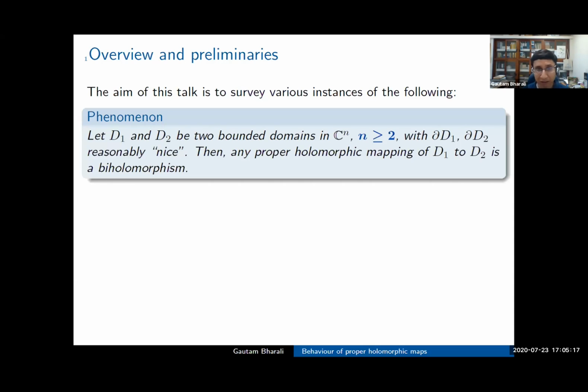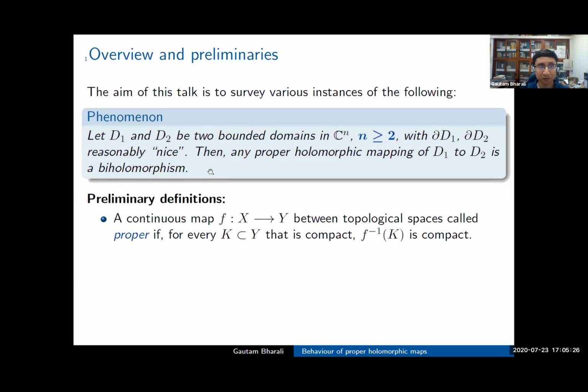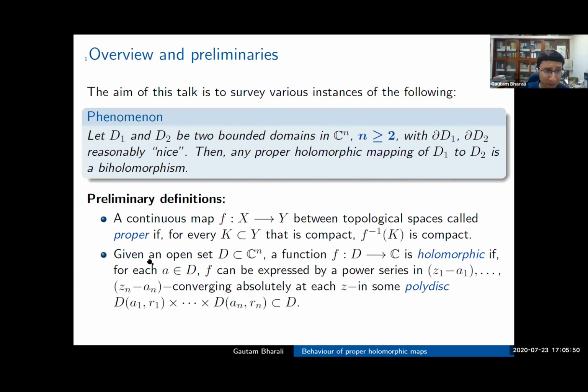So the first thing that will occur to me, all right, what are the meanings of all of these words that I just encountered, right? So let's get on with that. Let's first start with this word proper. This is probably the most familiar definition. Given a pair of topological spaces, X and Y, a continuous map from X to Y is called proper if the pre-image of every compact set in Y is also compact, right? So this is a definition that is familiar to many of you.